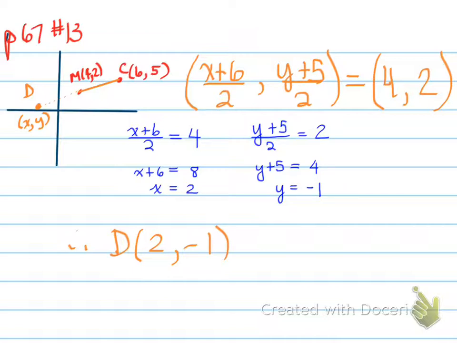Now, a method you could use to check it is to take this and plug it into this and see that you do get this value here. Another way we could do it is to find this. You know that the slope on this line is the same anywhere on this line. So the slope between the midpoint and C has to be the same as the slope between D and M. Just another way to look at it.